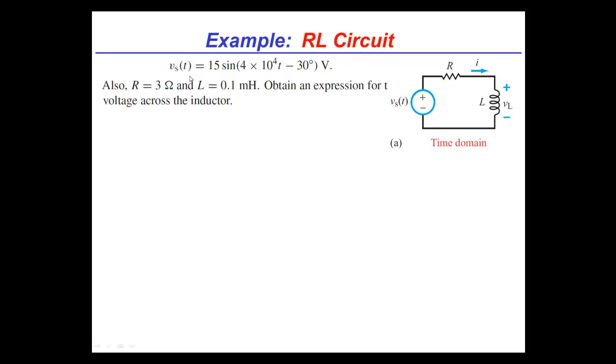So this is the source, the resistor and the inductor, and we're going to solve for the voltage across the inductor. Okay, go for it. Let's find out. We're told the source is 15 sine of 4 times 10 to the 4th. That's our omega. They're just given to us.